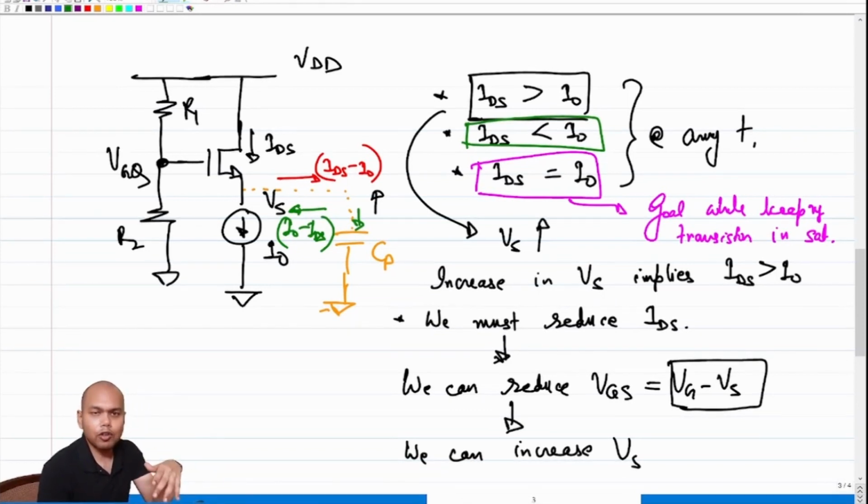So the decrease of the voltage at the source implies that IDS is lower than what is needed, which means I need to kick the transistor in the direction as to increase its VGS. I have to increase the IDS, which means I have to increase the VGS. Since VG is constant, how do I increase VGS? I have to reduce the source voltage, and that is automatically achieved because if IDS is lower than I naught, current will be pulled out of the source. Okay.